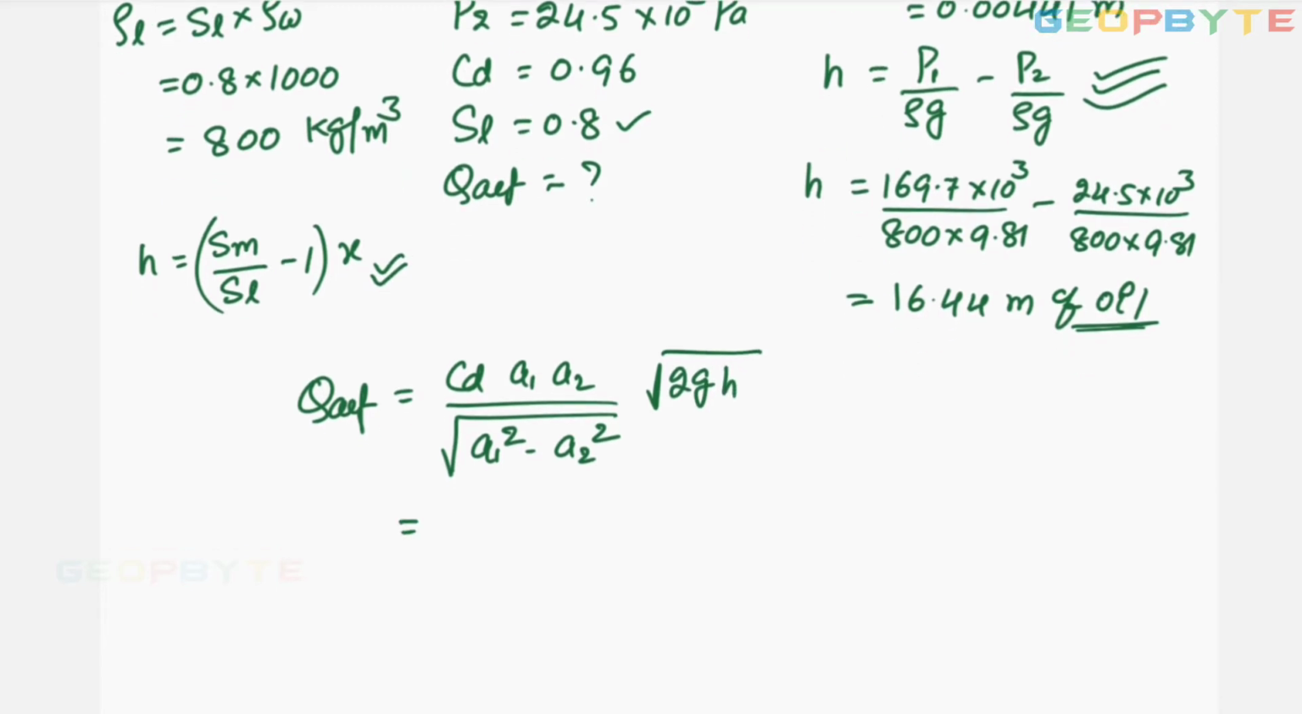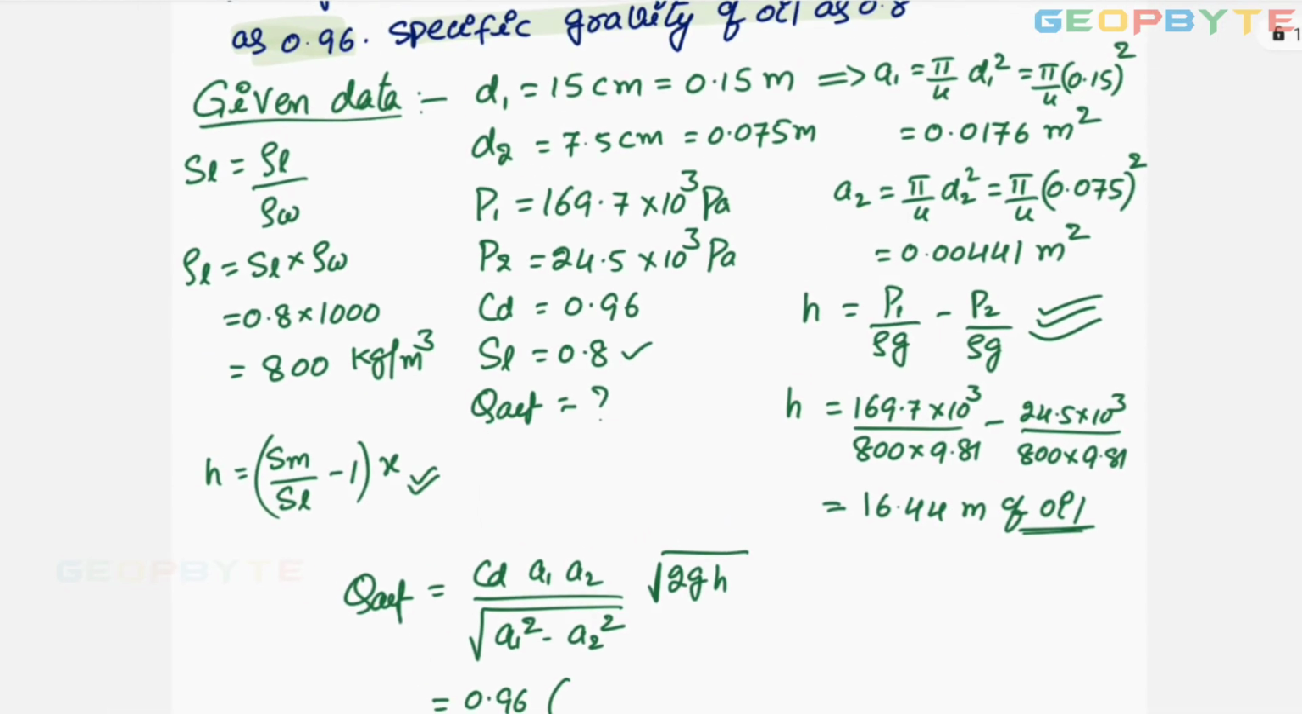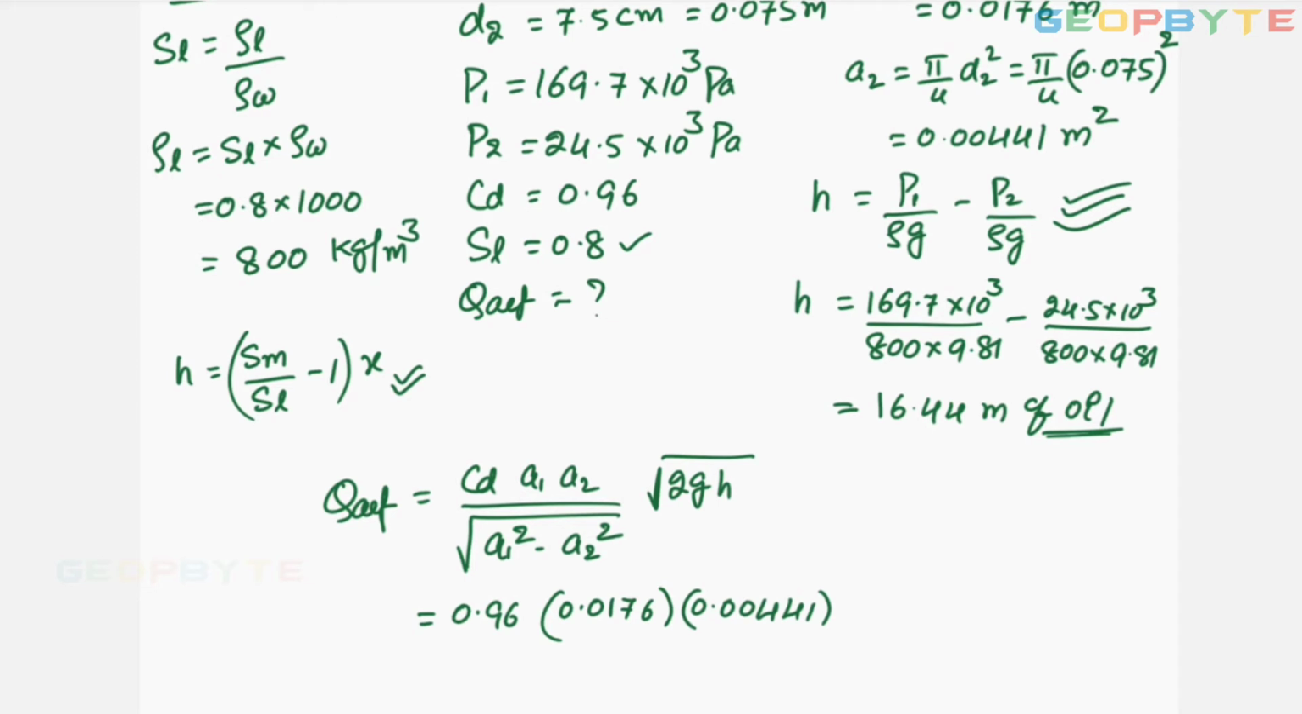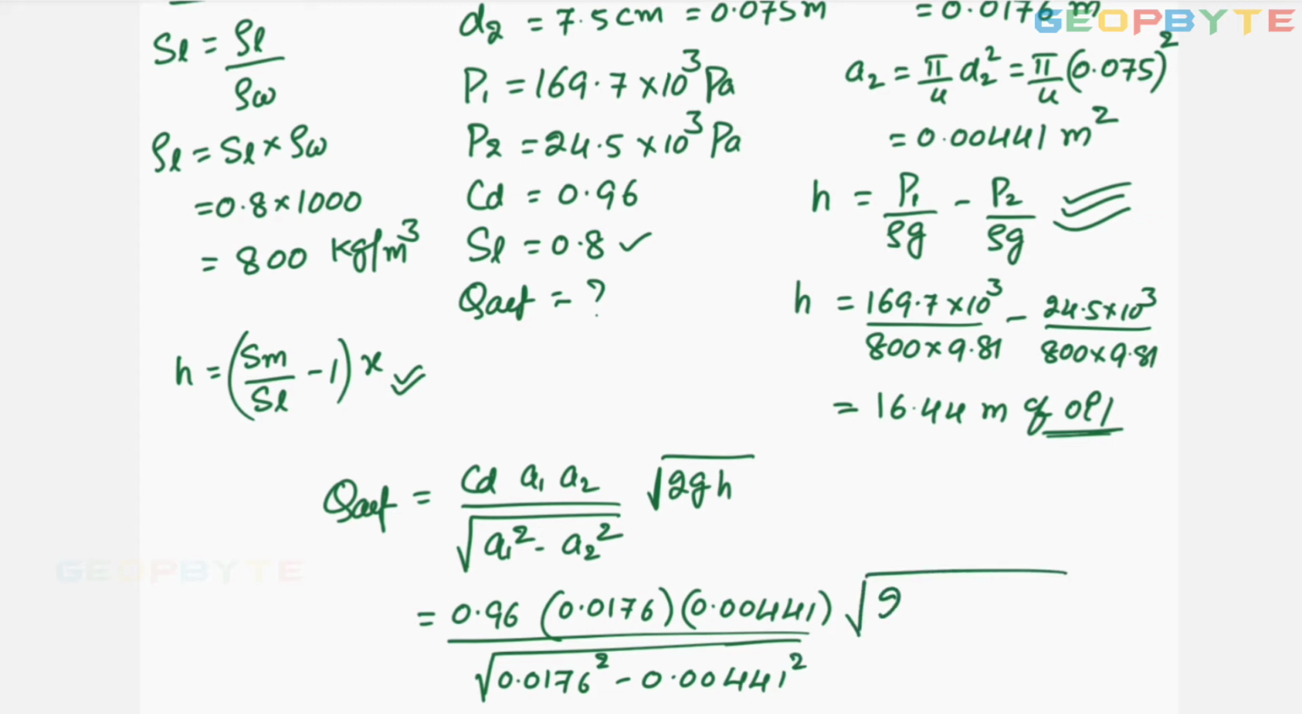Simplify the value. CD 0.96, A1 0.0176, A2 0.00441, dividing by root under 0.0176 whole square minus 0.00441 square, into root under 2 into G is 9.81 into 16.44.